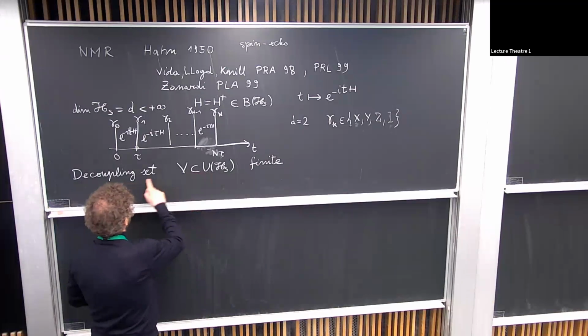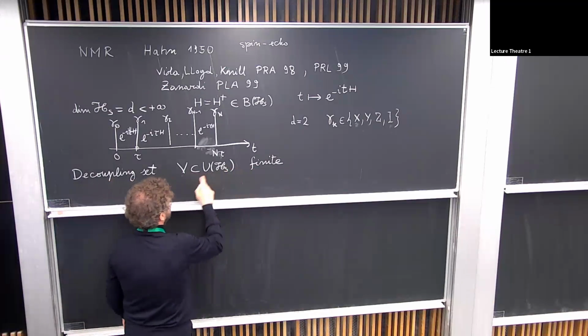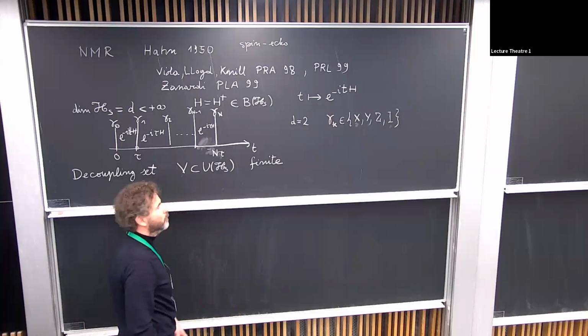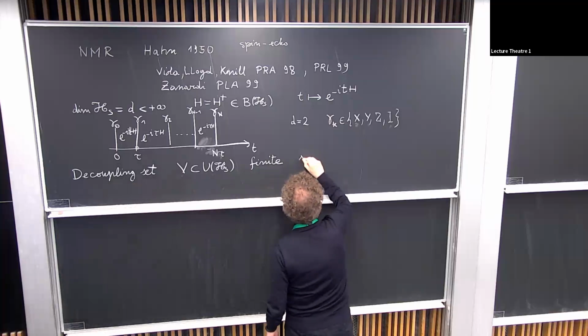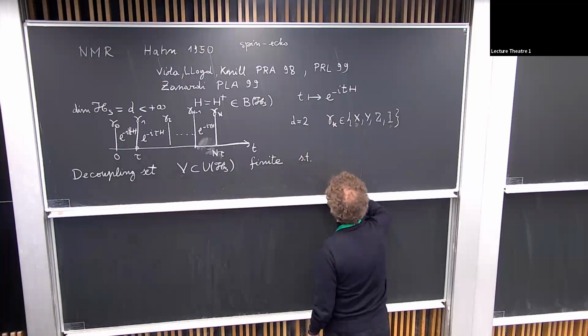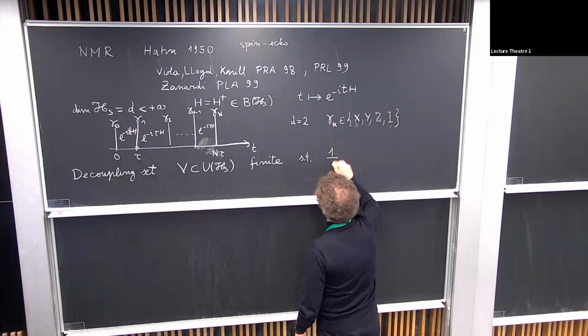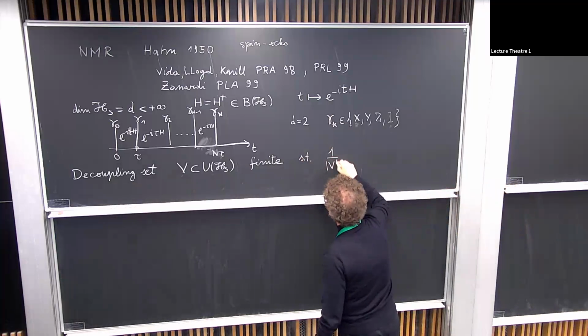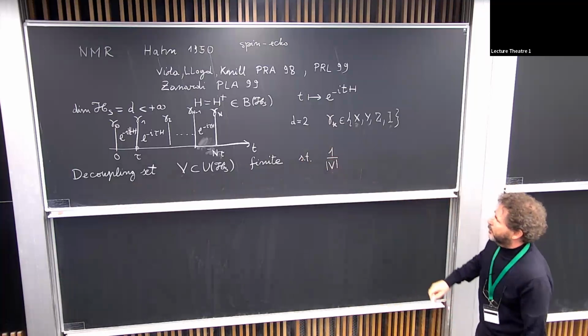So a decoupling set is a finite subset of unitary operators such that the following property holds. Such that if we average over the decoupling set, where this is just the number of elements.